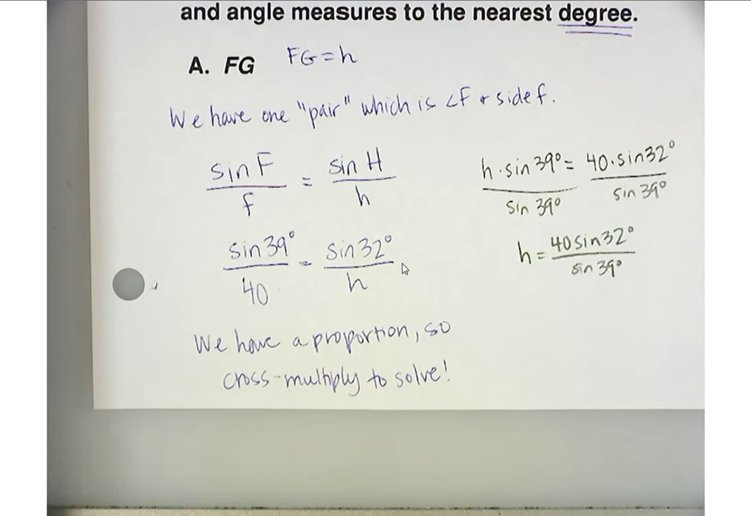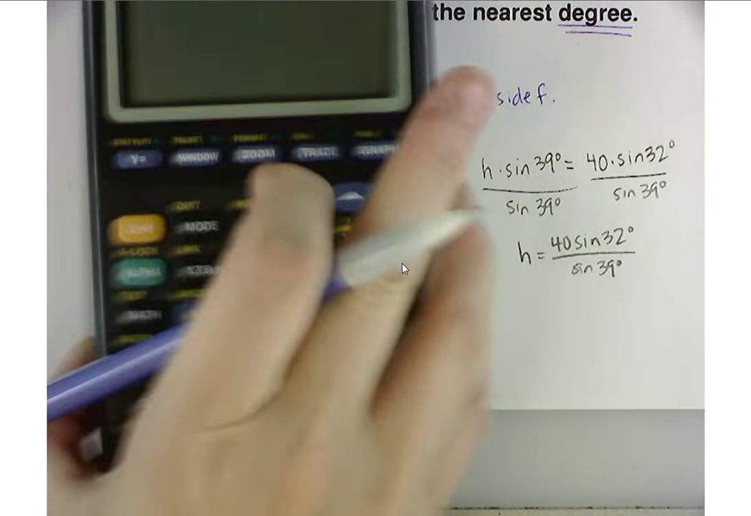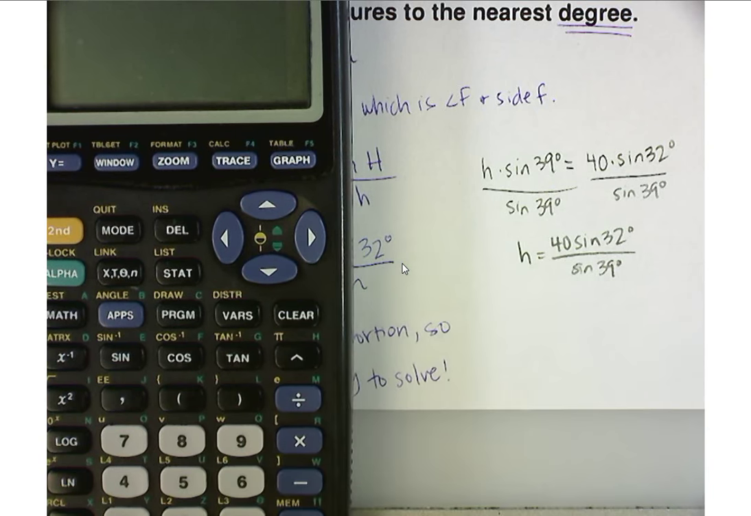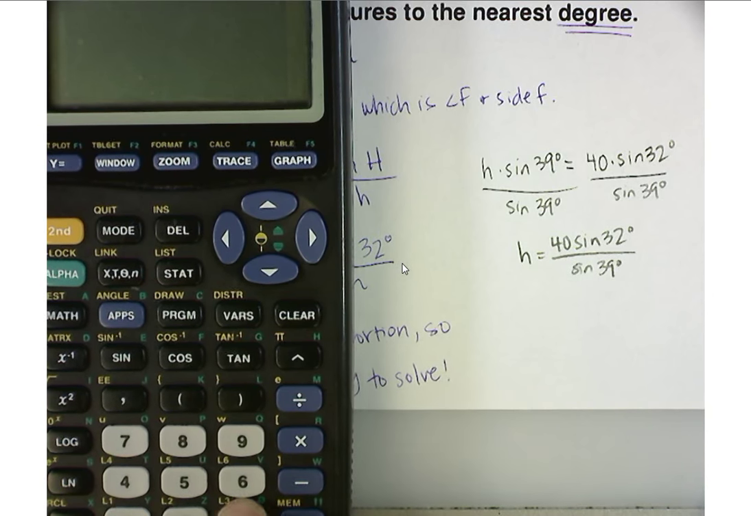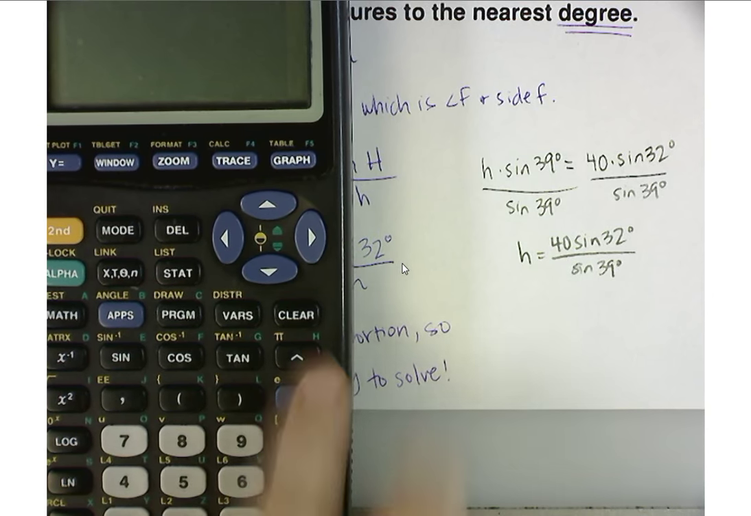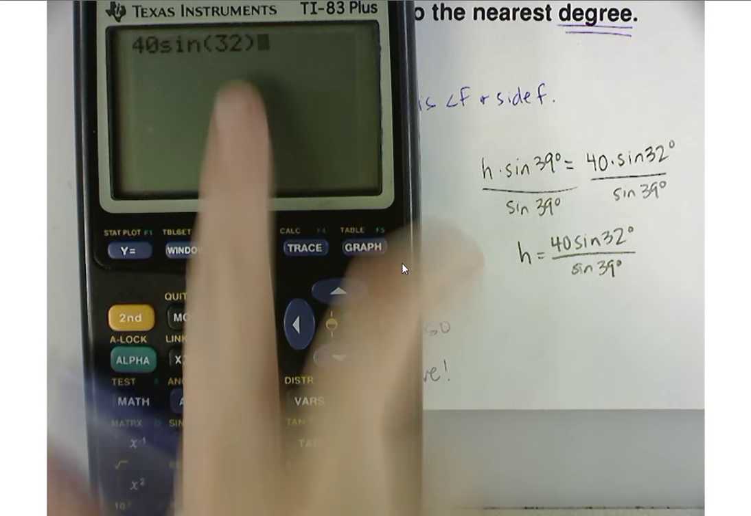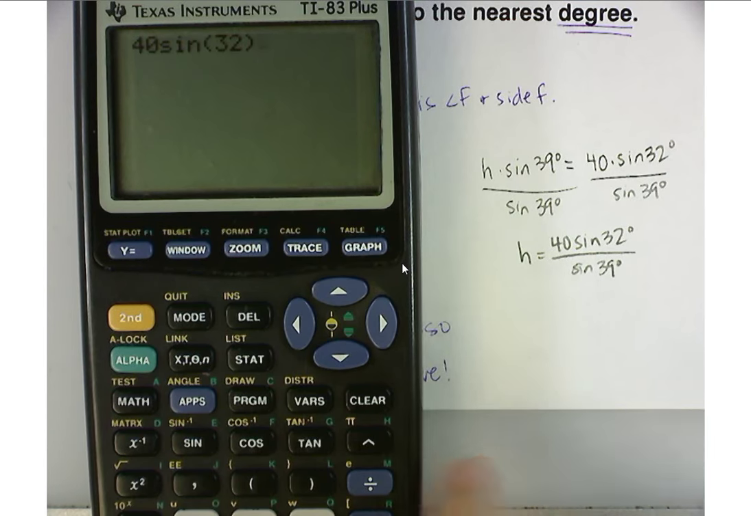Okay, and I'm going to show you how you can do that in your calculator. Okay, so then we'd have 40 times the sine of 32, and then I do have to close that parenthesis, and then divide it by the sine of 39.